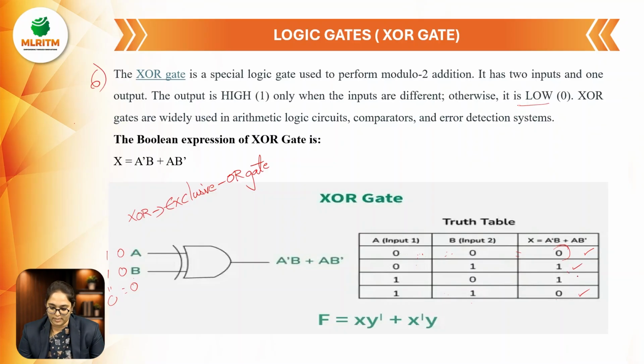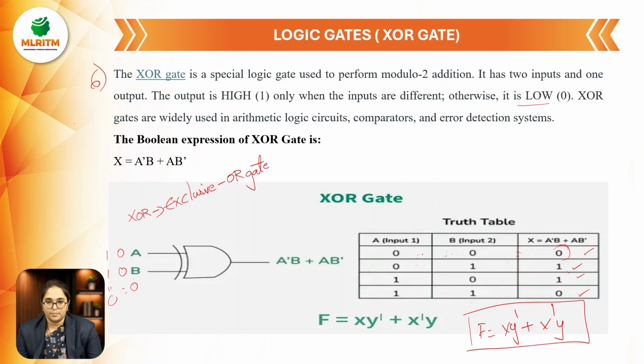will be high. So Boolean expression of this particular exclusive OR gate is F is equals to xy bar plus x bar y. So this is a Boolean expression. So what is the condition of your exclusive OR gate, XOR gate? If suppose two input values are same, then the result will be 0. So 0, 0 is 0, 1, 1 is 0. If suppose two input values, one is 0 and another one is 1, then the result is 1.